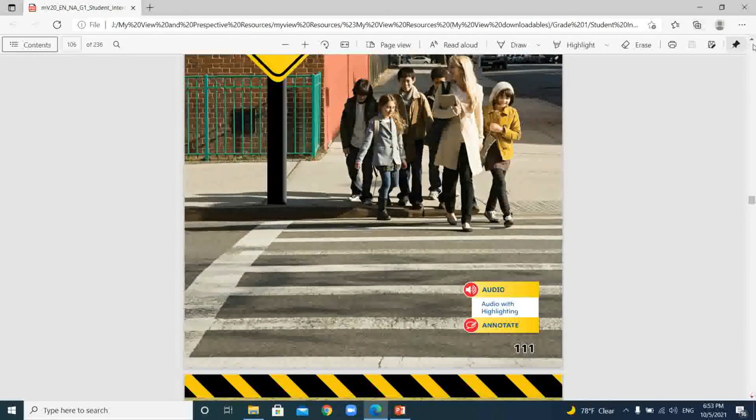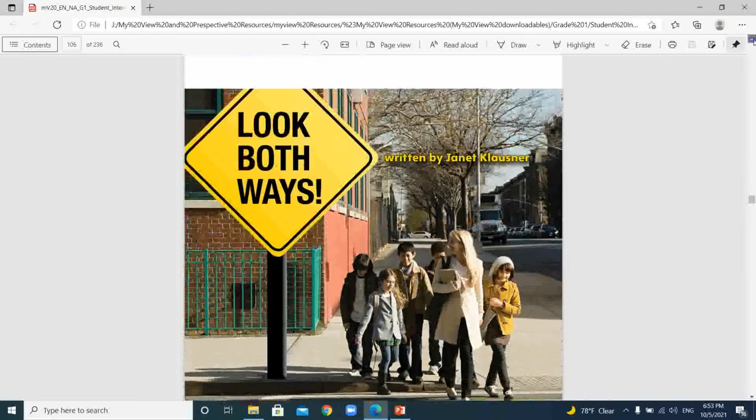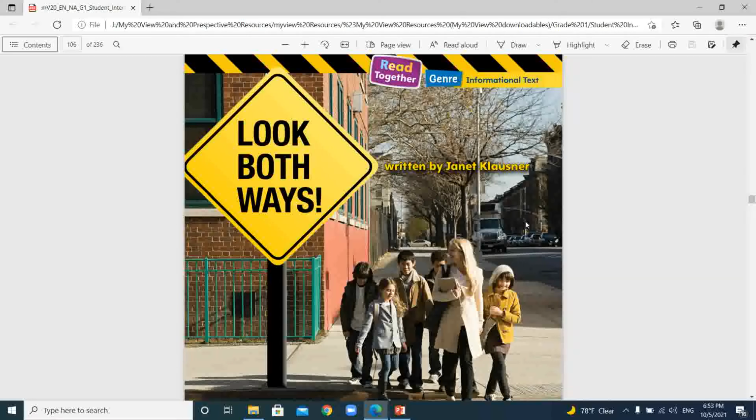Okay, let's look at the cover of the story. Here we have the title. Where is the title? Here. Look Both Ways. What does the title mean? It's the name of the story. Okay? Who wrote the story? It says written by Janet Klossner. So she is the author. Genre, informational text. Again, a story that gives you facts.